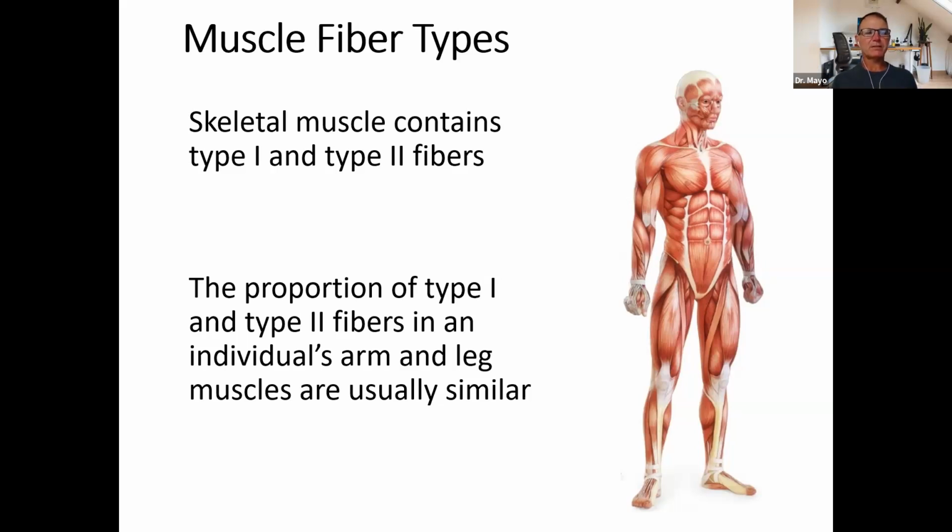Does that make sense? And within these fast twitch fibers, you actually have 2 varieties, a type 2A and a type 2X. It used to be B, but now they're calling it X. They're changing all these letters around. But here's what we know: the proportion of type 1 and type 2 fibers are usually similar in an individual's arms and legs.